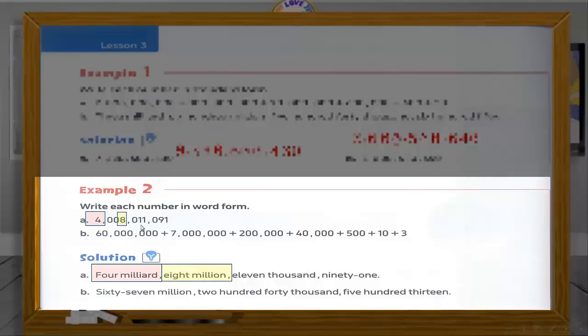11 in thousands place, we have 11 what? 11,000, because we are in the second period or in the thousands place, so you should say 11,000. 91, 11,091.